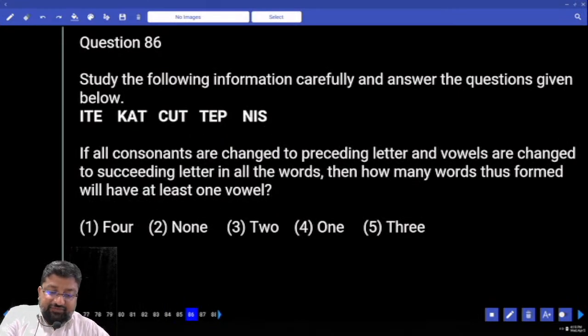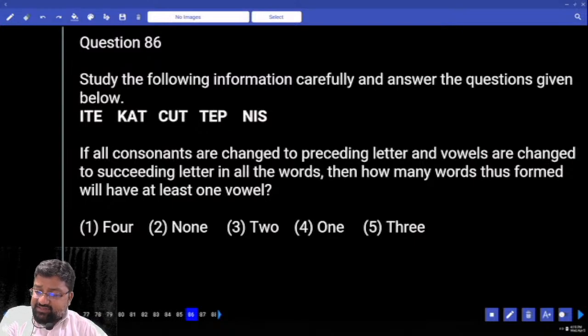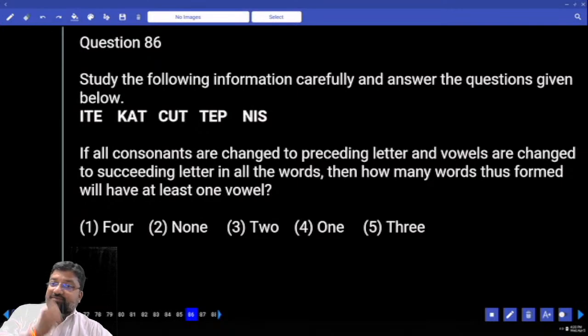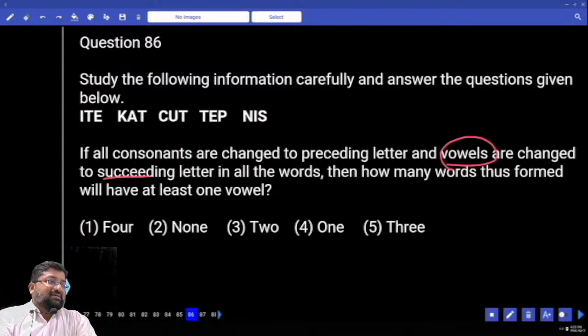Next. If all the consonants change to the preceding letter and all the vowels are changed to the succeeding letter in all the words, then how many words thus formed will have at least one vowel? Forget about vowels. Why? Because they are changed to the next letter. When you change them to the next letter, 100% guarantee they are consonants. Every vowel is always followed by a consonant. There is no need. Our concentration is only on the consonants.